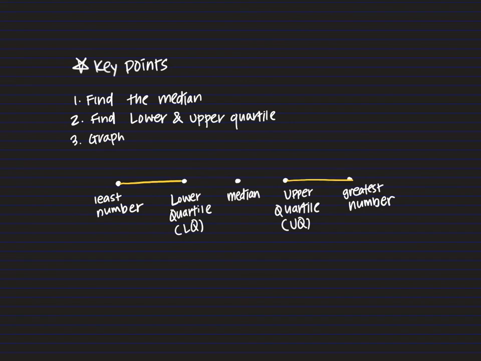Make sure you are just connecting the least number to the lower and upper quartiles, like arms or whiskers, and then you'll have to create the box using the lower quartile, median, and the upper quartile. And once you connect the other dots too and make a box, voila, you have your box and whisker plot. And here is the distribution of your data set.